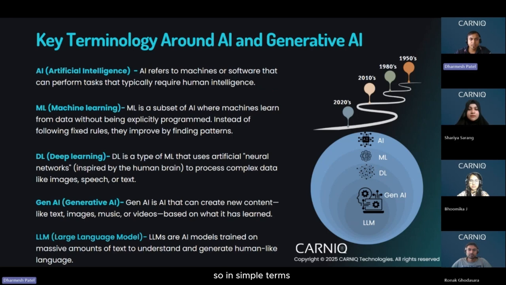In simple terms, AI refers to machines or software that can perform tasks that typically require human intelligence. Now, what is intelligence? Well, it could be a lot of different things, but generally, we tend to think of it as the ability to learn, to infer, and to reason, things like that.